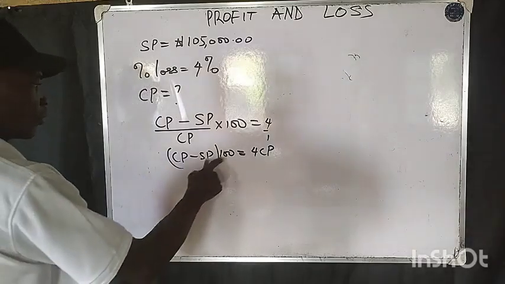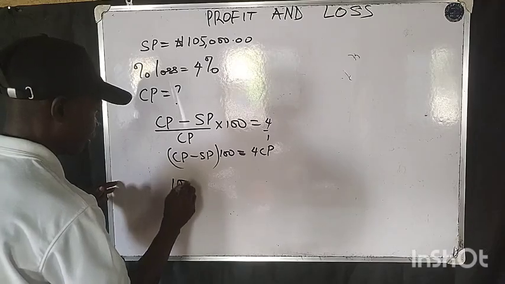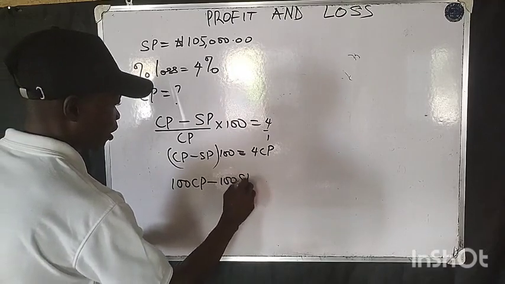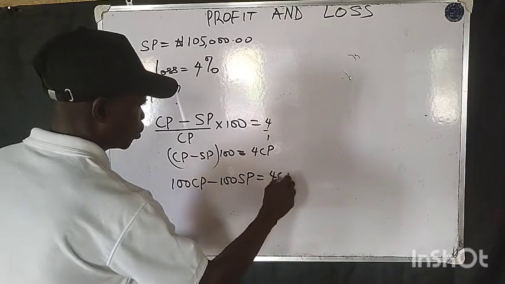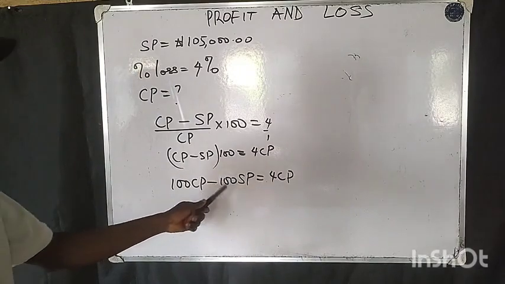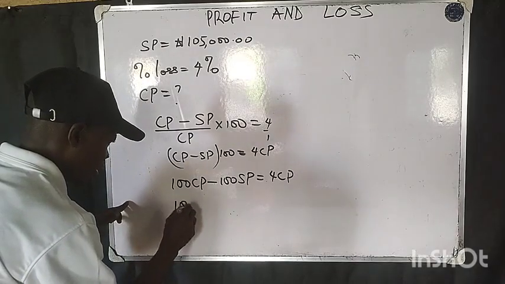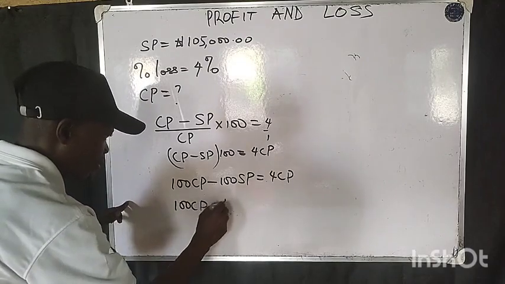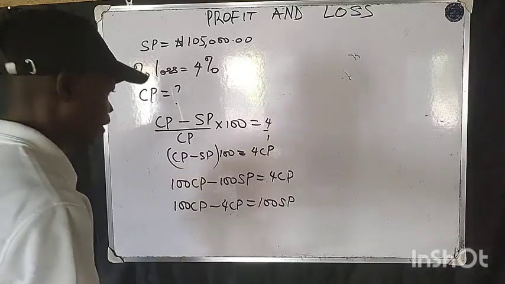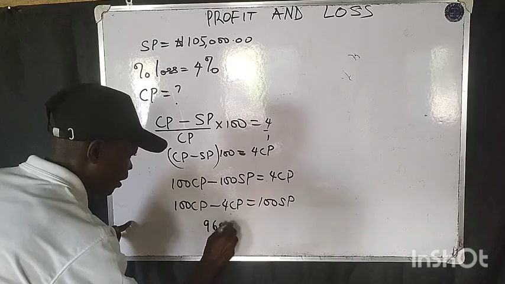Now you write 100 times CP, which gives us 100 CP, minus 100 SP, equal to 4 CP. We can collect like terms by bringing CP to join CP, and SP to go this way. So let's write 100 CP minus 4 CP equals 100 SP. This minus this will give you 96 CP.